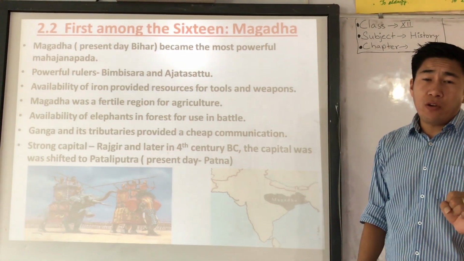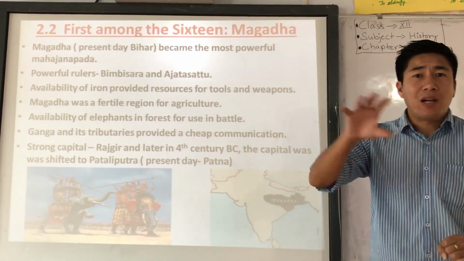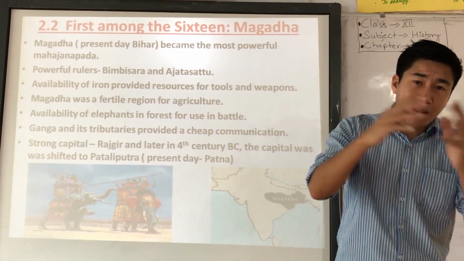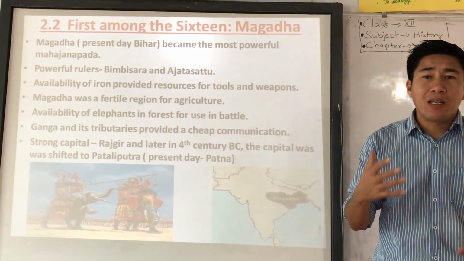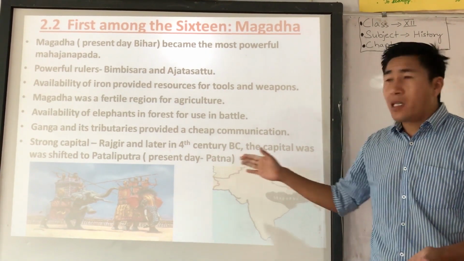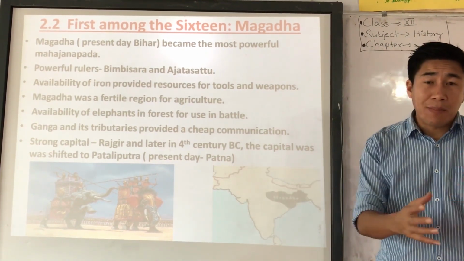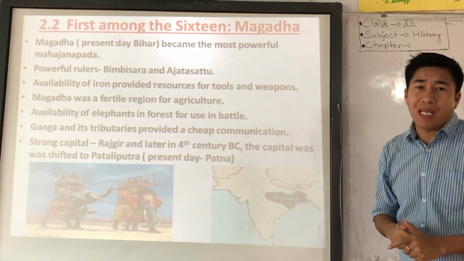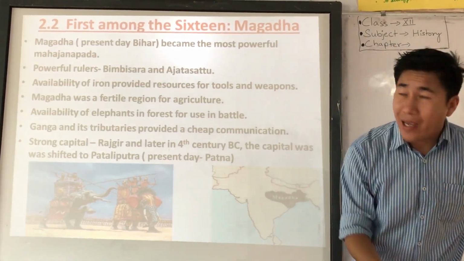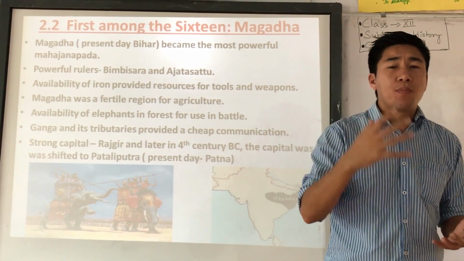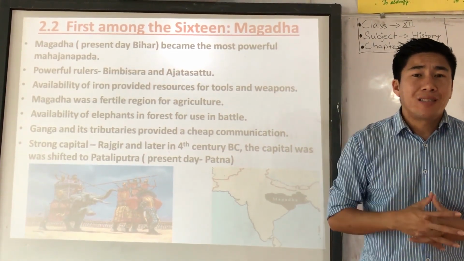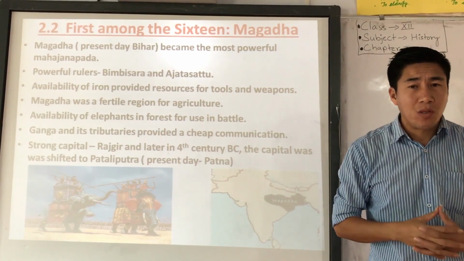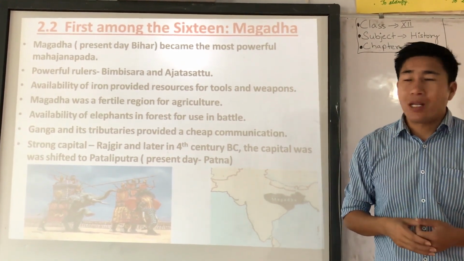And as I told you before, it had a strong capital, right? Rajgir. Before it was called Raja Griha, Raja Ka Ghar. And around the 4th century, the capital shifted to Patliputra, present day Patna, the capital city of Bihar. Right? So these above points show how and why Magadha is considered the most powerful among the 16 Mahajanapadas. You need to learn it because these kinds of questions are frequently asked in the board exam.